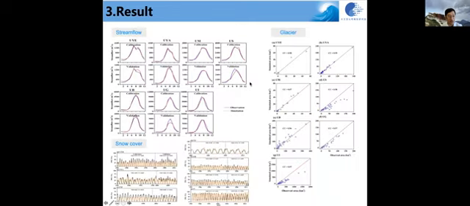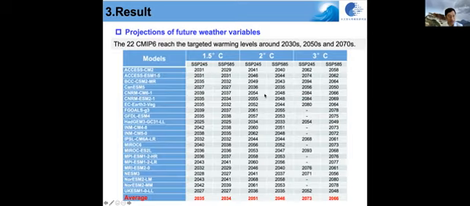And these figures show that the calibrated THU model is able to capture key features of daily streamflow, snow cover, and glacier dynamics. We found that CMIP6 models reach the targeted warming levels of 1.5, 2, and 3 Celsius degrees in around 2030, 2050, and 2070 respectively.